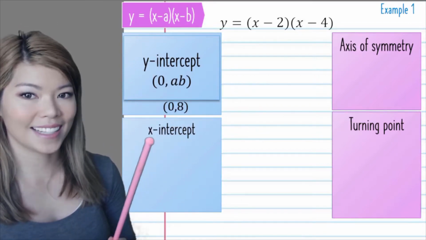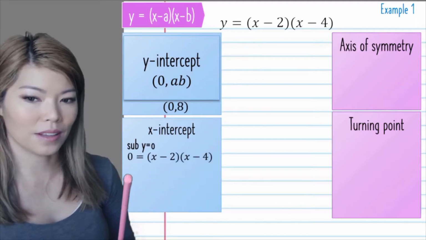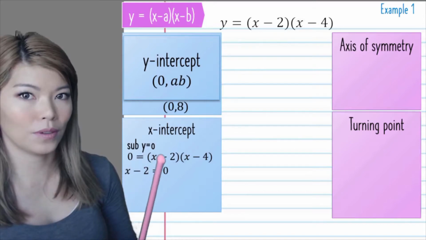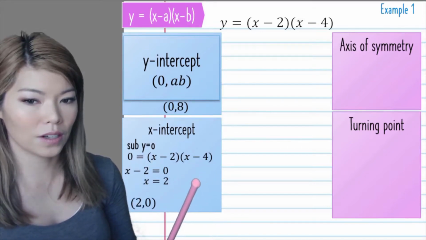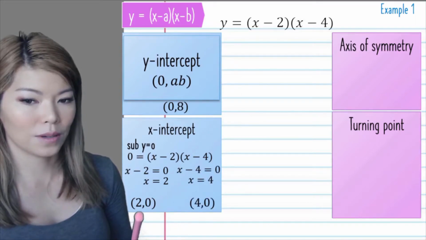To find the x-intercept, we sub y equals 0 into that equation. So now we have that equation, and x minus 2 equals 0. Moving the negative 2 to that side, we have x equals 2, and x minus 4 is 0, so x is equal to 4. Or in other words, 2 and 4.